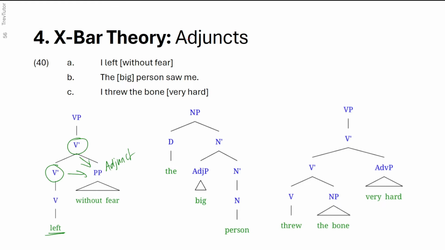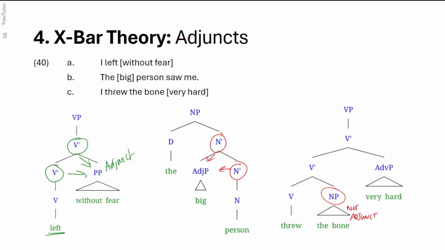What about in the case of the big person? Well, same thing here. Person is a noun, and it's going to form a noun phrase, so we have its projection. But big is an adjunct, it's optional. So we need to stick it between two N bar levels, and that will tell us that this is in fact an adjunct. With the case of threw the bone very hard, well, the bone is the thing you're throwing, so it's required by the verb. So we're not putting the noun phrase between two bar levels because this is not an adjunct.